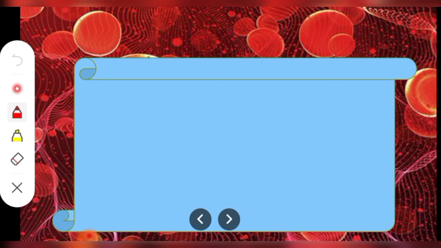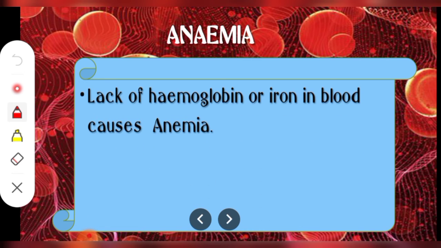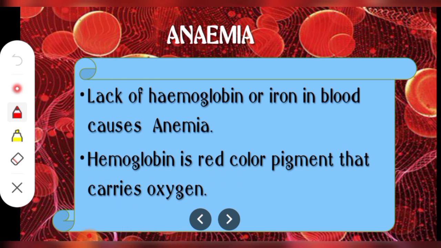So now it's time to learn about one more disease which is given in this chapter, that is anemia. What is anemia? Lack of hemoglobin or iron in blood causes anemia. Now you must be wondering, kids, what is hemoglobin? Hemoglobin is a red color pigment that carries oxygen in the whole body. And if you have a lack of hemoglobin in your body, that means you are suffering from anemia.